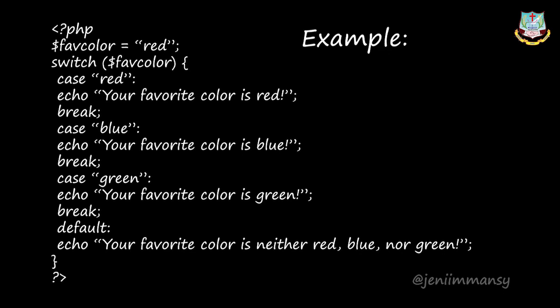For red, they have given echo your favorite color is red, and break. Break means that the case is completed. Next, case blue, and in that line they have given your favorite color is blue, and that case is also completed, so next is break. Then green they have given in the same way. And default. Default means if our input is not red, blue or green, this will be displayed: echo your favorite color is neither red, blue nor green. Likewise, the output will be displayed.